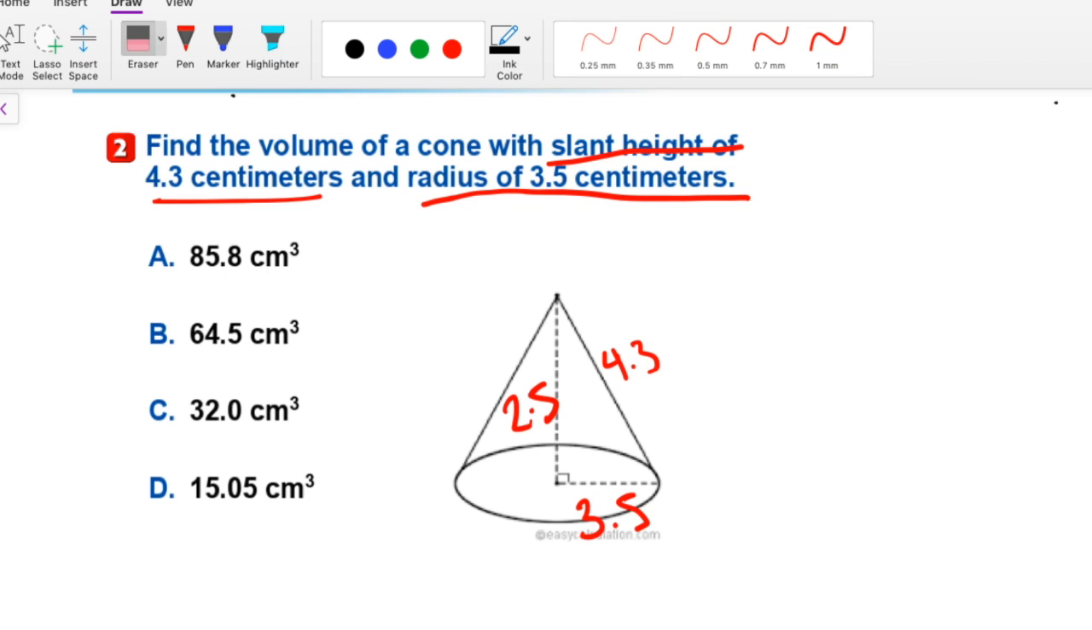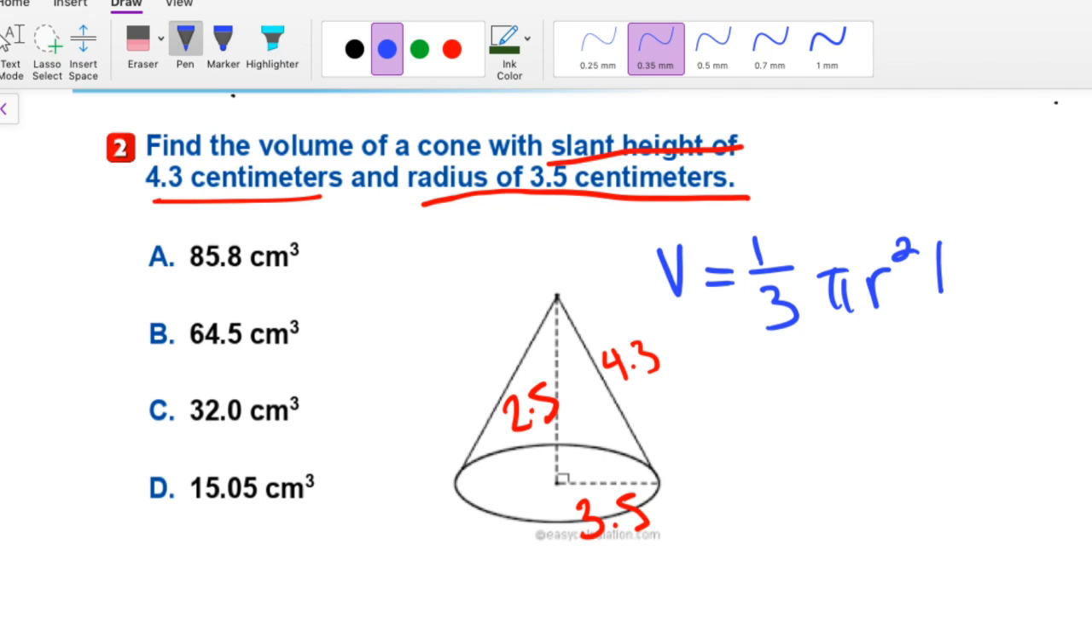Alright, so now in order to figure out the rest of this problem, all we need to do is ask ourselves, what is the formula for the volume of a cone? I just looked it up a couple minutes ago because I don't remember it, but it is volume equals 1/3 pi times radius squared times height.